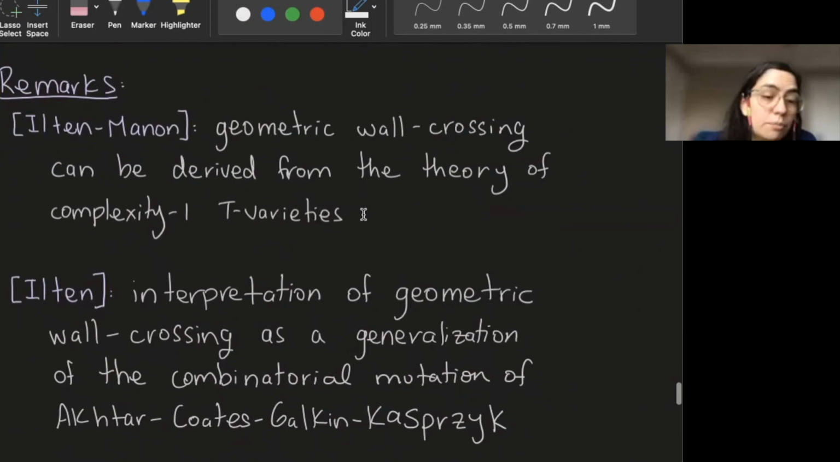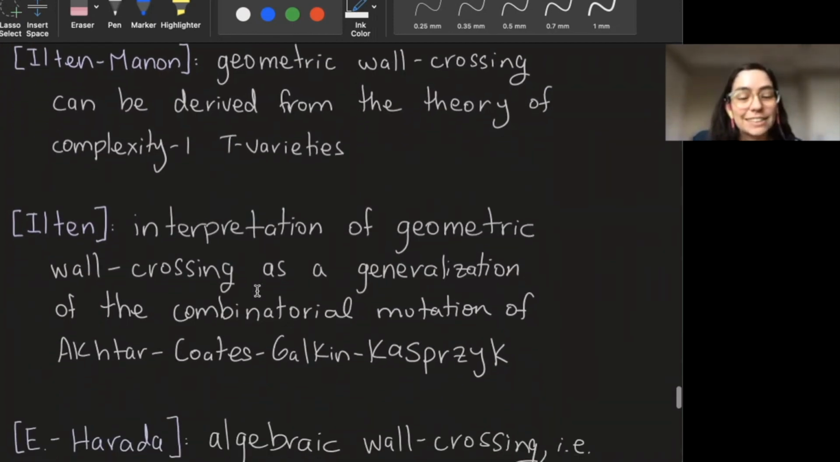These two things you can read about in the appendix to the paper by Megumi and me. And Nathan also gave a very nice interpretation of the geometric wall crossing that I'm describing here as a generalization of the combinatorial mutation of Akhtar, Coates, Galkin, and Kasprzyk. I should have asked how to say your last name. I'm so sorry, but anyways, I tried.